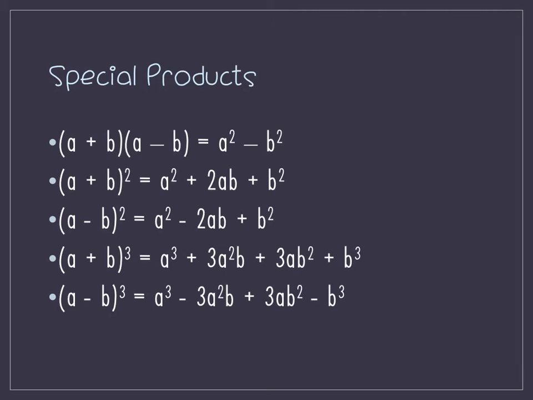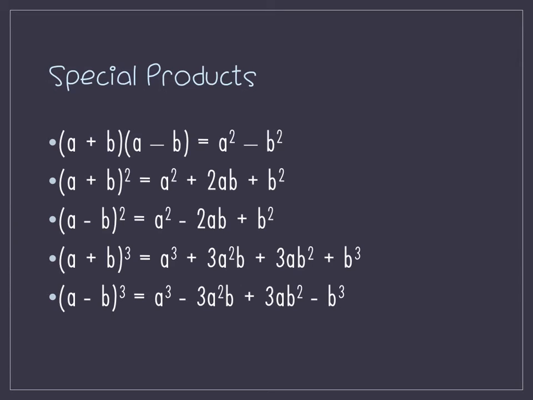So special products almost have a shortcut to them. It doesn't mean you have to use these shortcuts, okay? These are just to help. So if I see two binomials that have exactly the same terms, but one's a plus and one's a minus, then I can actually square the first term, square the second term, and put a minus between.